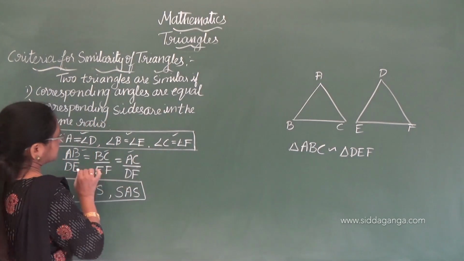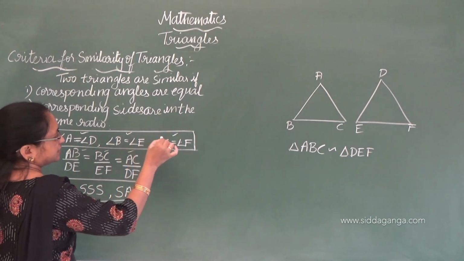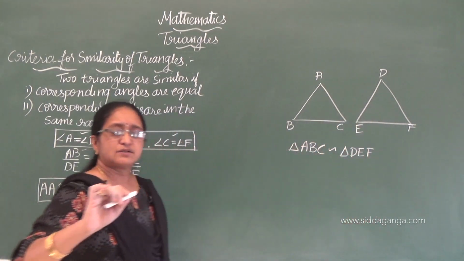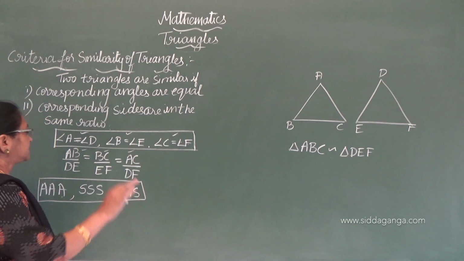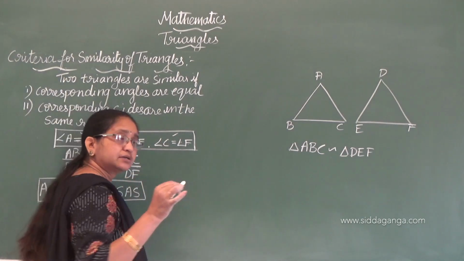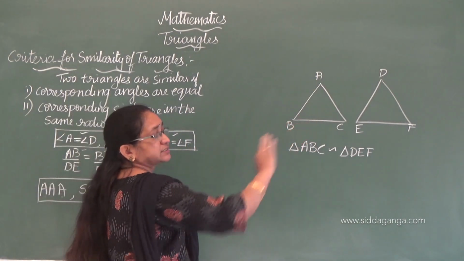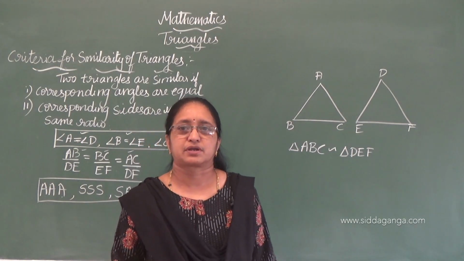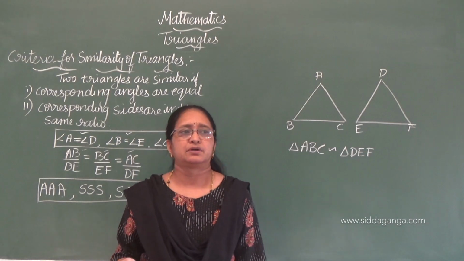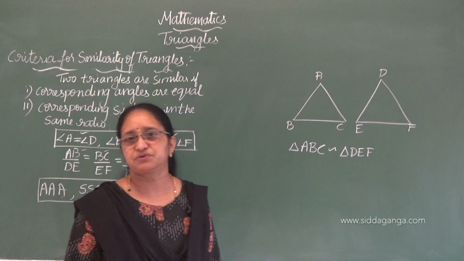So you need not prove this. If you prove angle A is equal to angle D, angle B is equal to angle E, angle C is equal to angle F, then automatically AB by DE will be equal to BC by EF is equal to AC by DF. Then we can say that two triangles are similar. I hope you understood. You have already studied congruency of triangles, so this will be easy for you to understand.